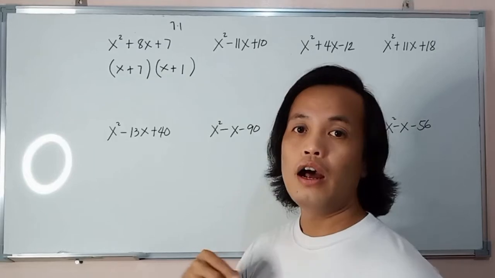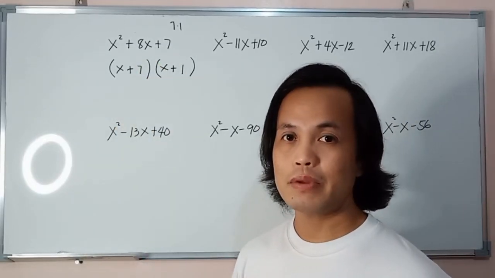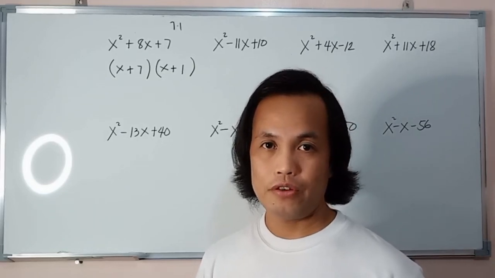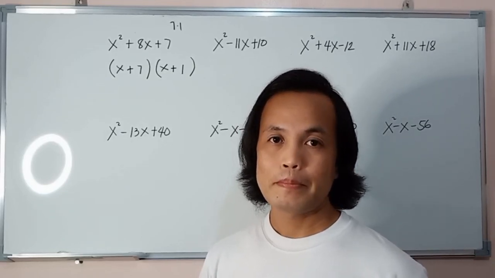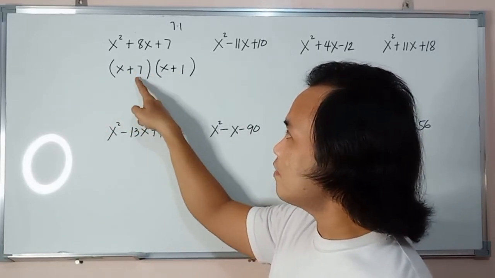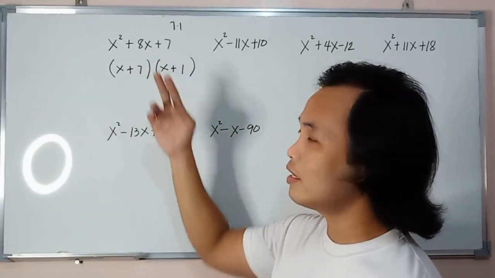If we want to check if x plus 7 times x plus 1 are really the factors of the trinomial x squared plus 8x plus 7, we can simply use the FOIL method, the distributive property. We distribute: x times x, x times 1, 7 times x, 7 times 1. When we combine like terms, we get this trinomial.